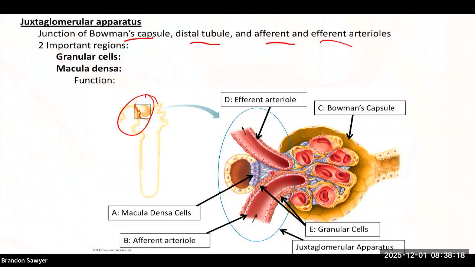And so the key here is we have two specialized regions that are sensing things for us, and they're helping to regulate the contents of our blood, contents of our urine, and the blood pressure as well. Okay, so there's two special regions. The granular cells are the first one. These have little mechanoreceptors in them, and they are measuring blood pressure.